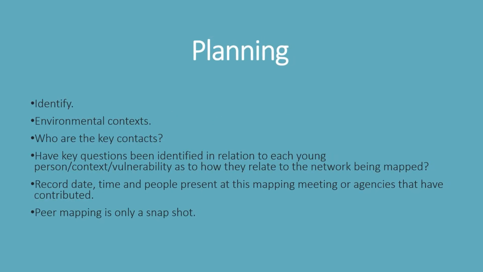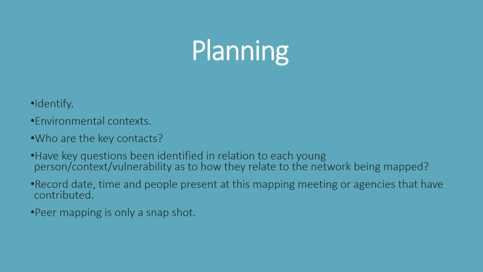Have you identified a list of persons linked to the issue, peer group, location of concern? Are there any environmental contexts? For example, school, neighborhood, locations highlighted by the information. Have key contacts in relation to these young people and contexts, for example, practitioners, youth workers, school safeguarding leads, police officers, housing wardens, been identified?